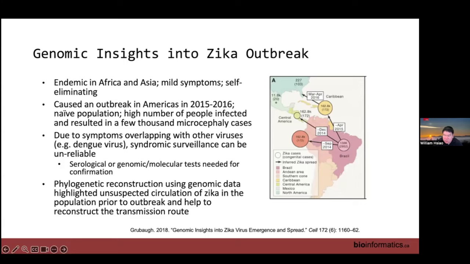So with genomic and molecular-based surveillance, our goal is to use it to reduce such gaps by focusing on understanding of the pathogens.